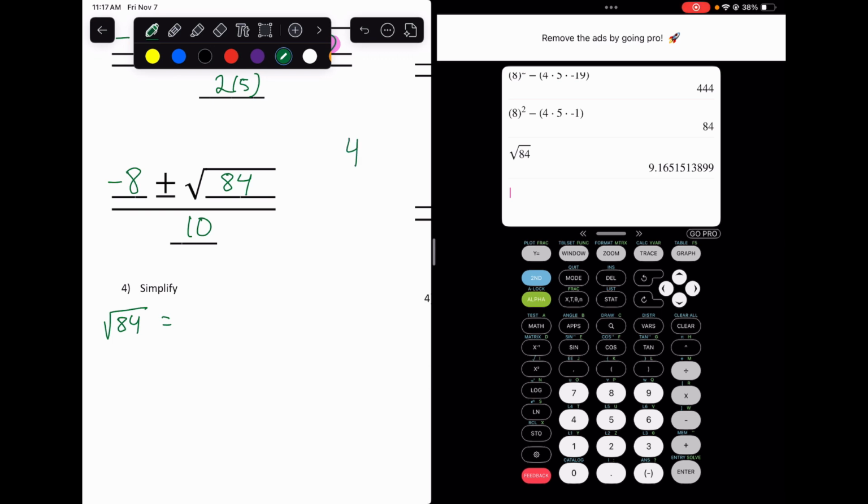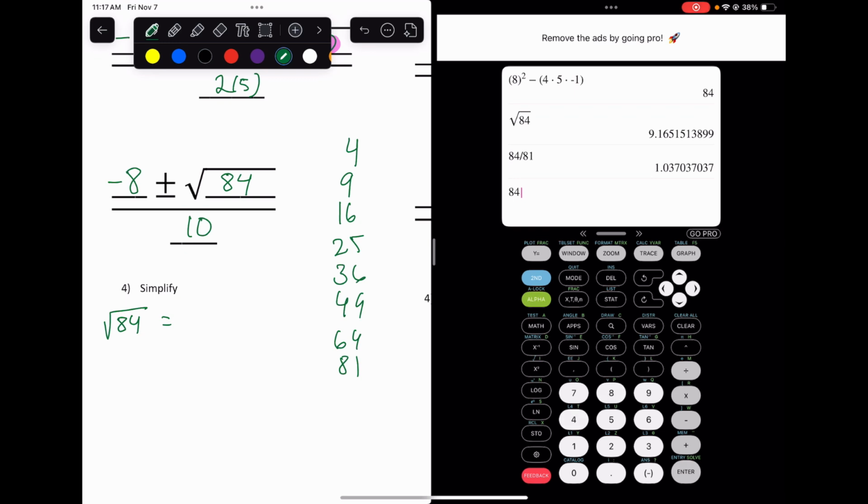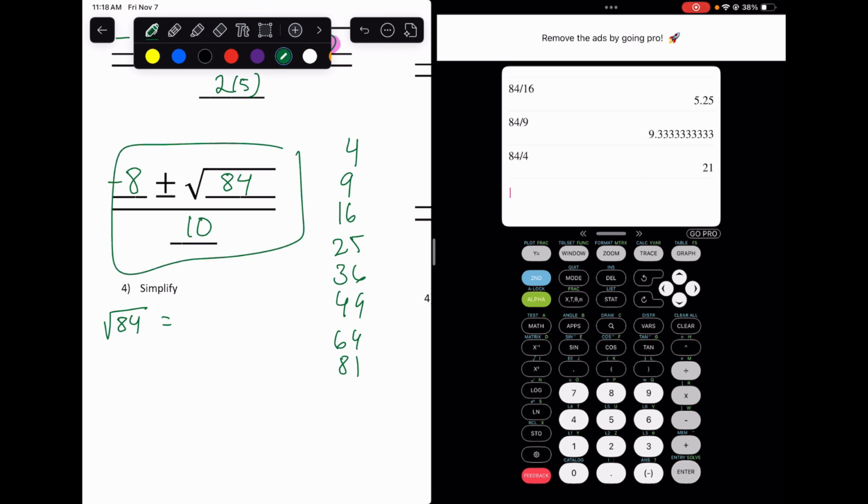So you can list out your perfect squares if you still need to do that, no big deal. 25, 36, 49, 64, 81. Okay, so we would try all of them, right? So we do 84 divided by 81, 84 divided by 64, 84 divided by 49, 84 divided by 36. Oh, sorry, I already did that. Divided by 25. 84 divided by 16. 84 divided by 9. 84 divided by 4, and that's it. Now, if none of them work, then this actually would just be your final answer because you can't simplify it.